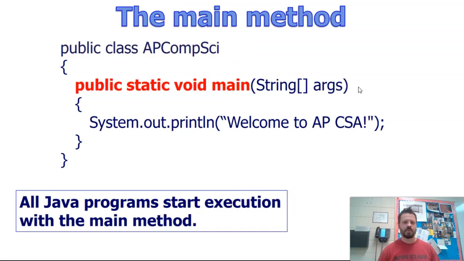The next thing my program has is something called the main method. All Java programs start execution with the main method. If my program is broken up into several different classes with different code in each, the computer needs to know where the program starts. It's always going to start at the main method. You can think of the main method as the master method that calls code and different pieces from those other classes.